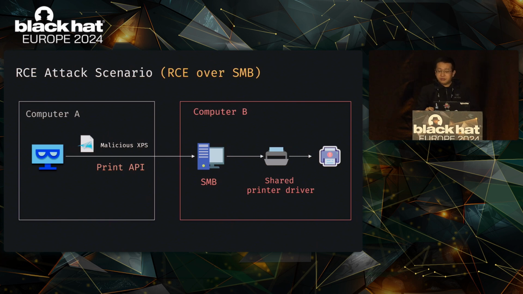Then we want to introduce a remote code execution attack scenario. An authenticated attacker with normal privilege could also send a modified XPS file to a shared printer, which can result in remote code execution. The attacker will use a print API to send malicious XPS to the shared printer over SMB or some other method. When the printer driver renders this evil XPS file, it will be exploited as RCE.